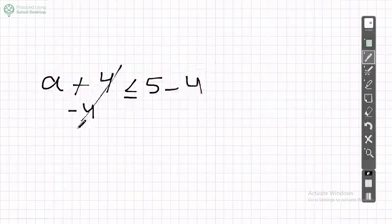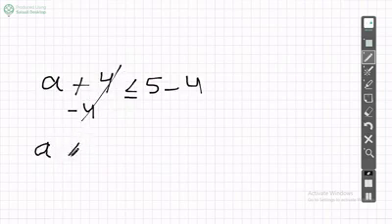We cross out 4 with the 4, same number, different sign. So a, we put it on one side, is less than or equal to 5 minus 4, which is equal to 1. So here my solution is any number that is less than 1 and also equal to 1. So my solution is 1 and the numbers that are less than 1. So we have an infinite number of solutions. So how can you graph the solution? By using the number line.